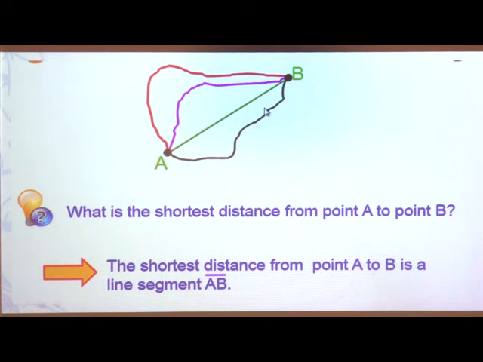Now, can you find the shortest distance from point A to B? Yes, we can find. We can simply draw a straight line from A to B, which becomes the shortest distance. The shortest distance from point A to B is the line segment AB. So, the shortest distance is called the line segment, and hence we can find it in such a way.